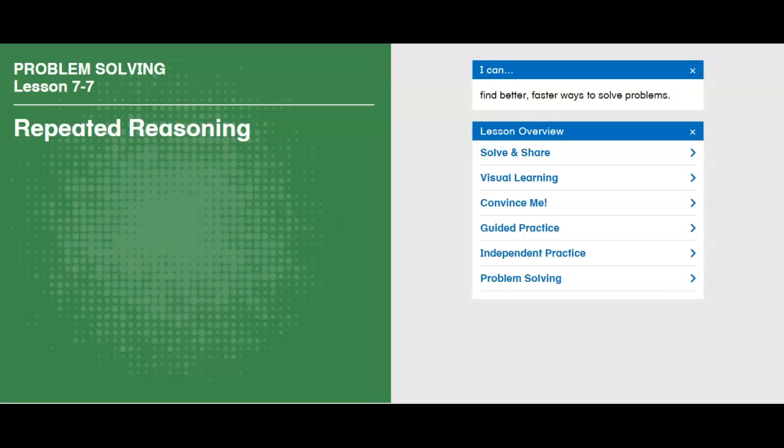For today's math lesson, we are completing our last lesson in Topic 7. Topic 7, Lesson 7, is called Repeated Reasoning. Our learning intention for today's lesson is I can find better, faster ways to solve problems.